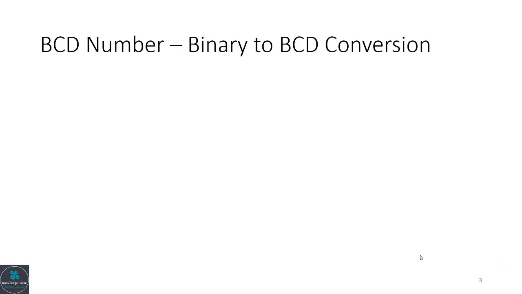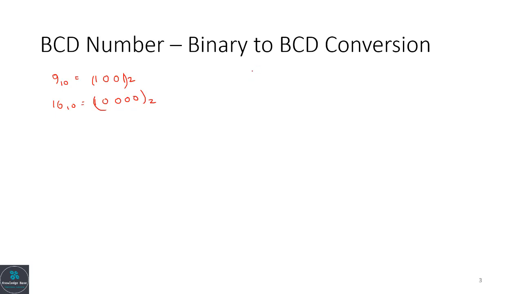What is a BCD number? BCD stands for binary coded decimal. If we have a decimal number, suppose the number is 9, its binary equivalent will be 1001. Now if we have a number, suppose it is 16 in decimal, its binary equivalent will be 10000 in binary.